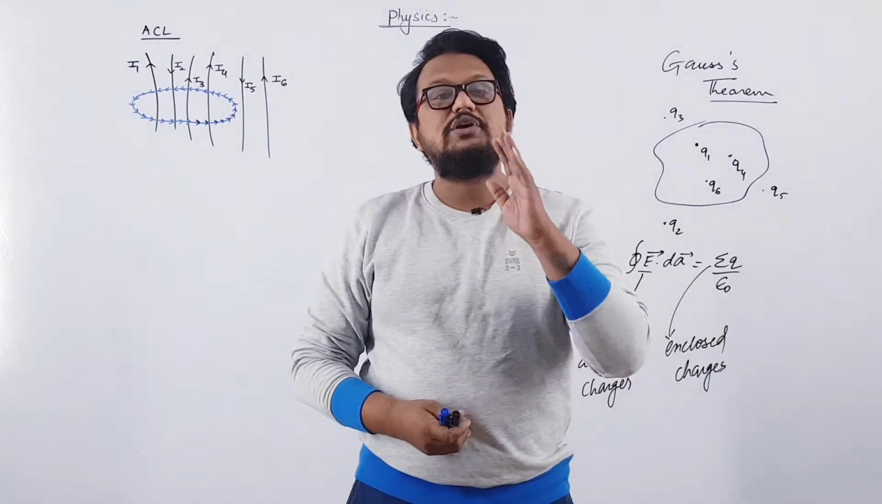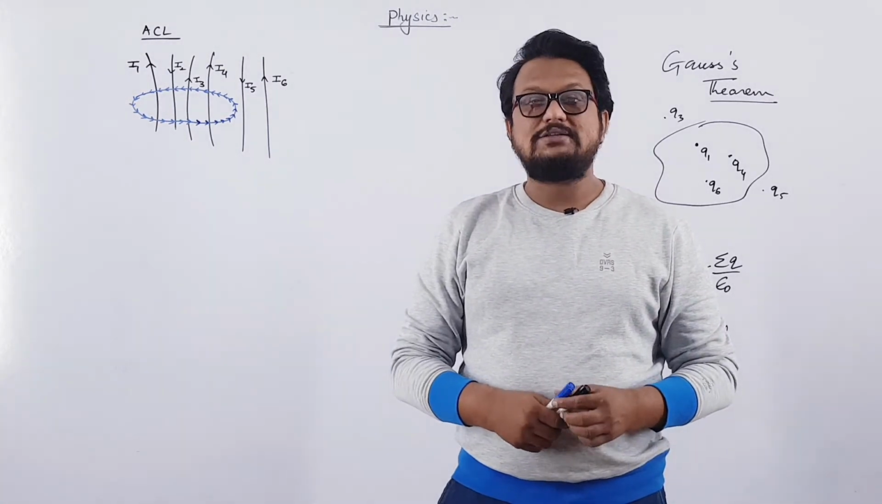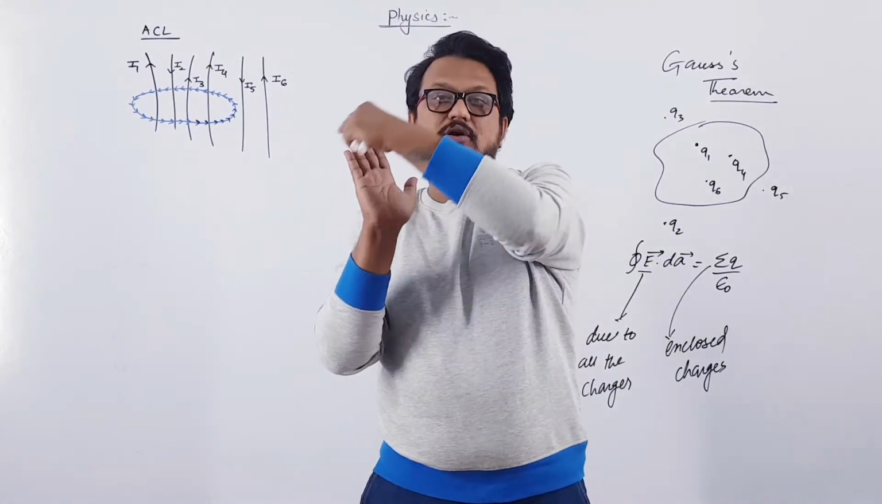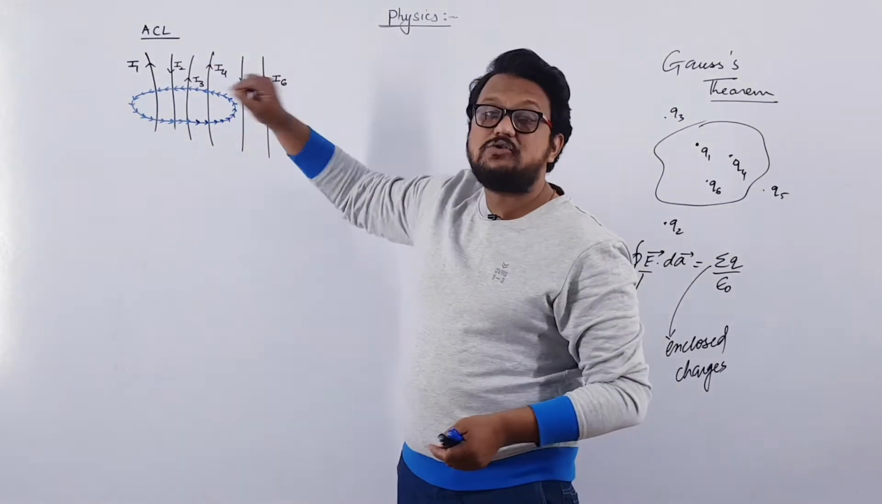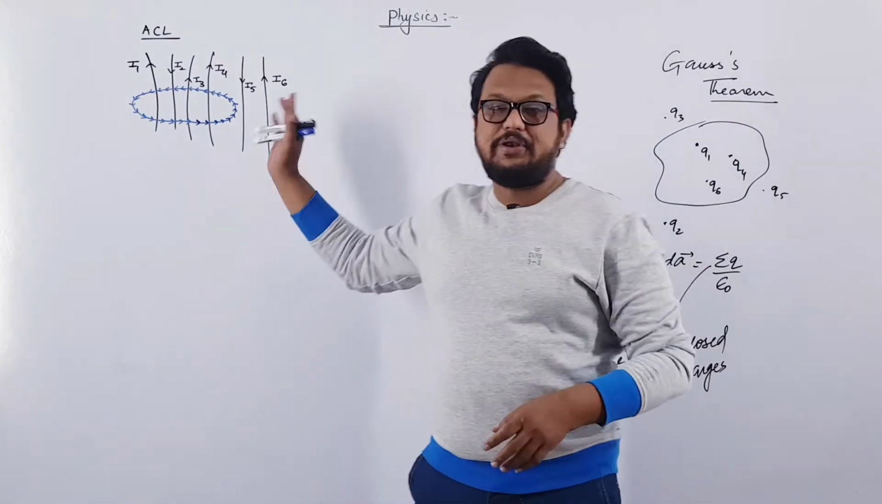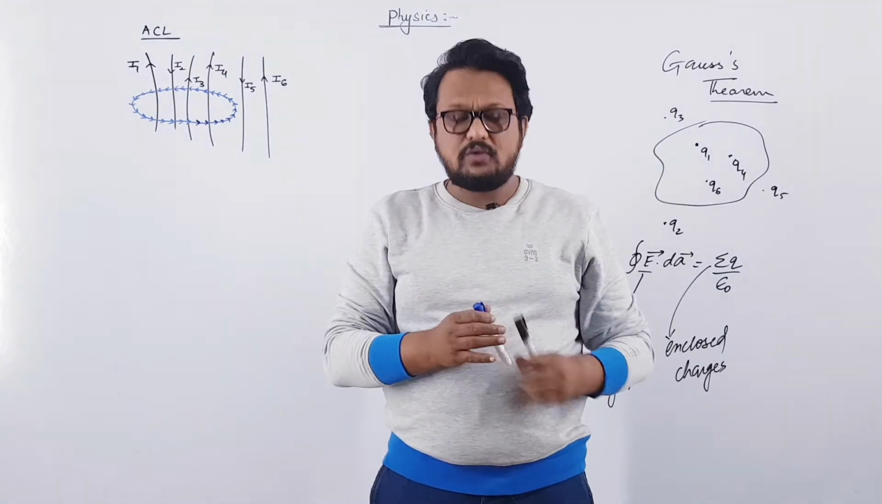For that we should use the right hand screw rule. That is, if this is the surface, let us say this is the Amperian loop, this closed loop is known as the Amperian loop. This is a Gaussian surface, this is an Amperian loop, right? So let us say here we have an Amperian loop. What we have to do?